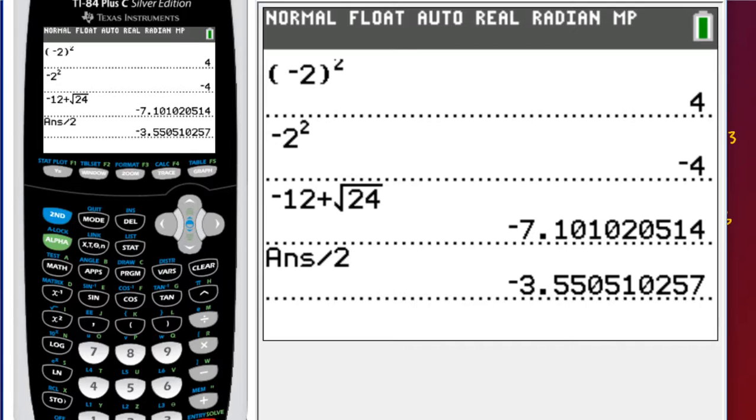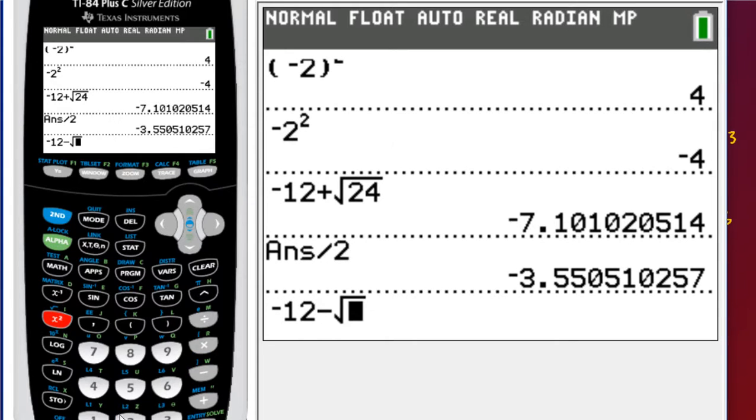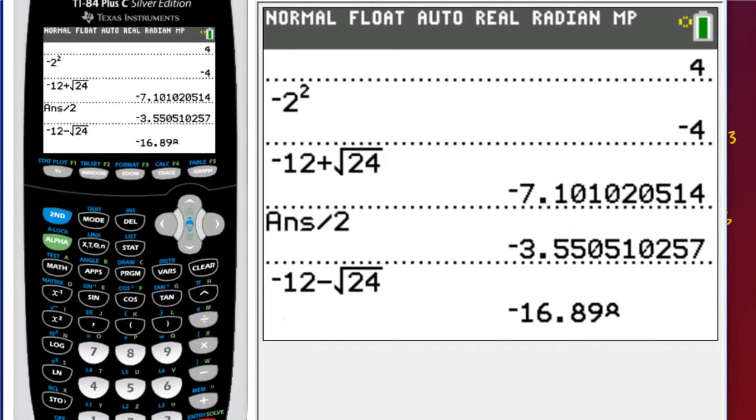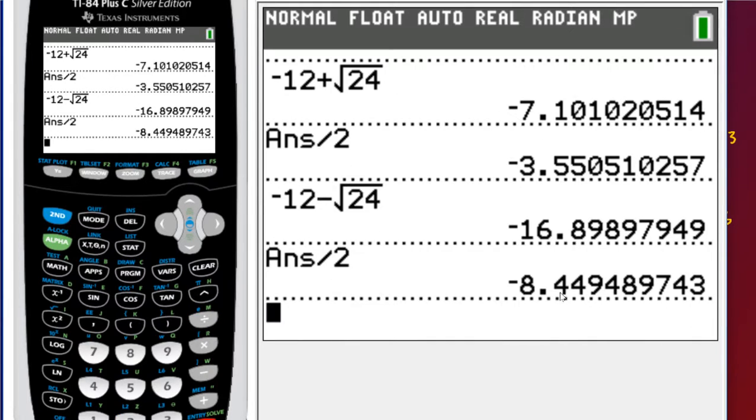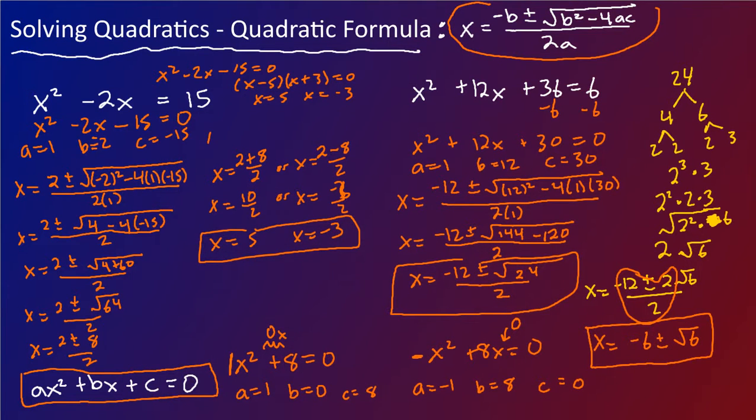Now I also need to get the other answer, so that's negative 12. Now instead of adding the square root of 24, I subtract the square root of 24. Okay, and I can divide that by 2. And there's my other answer. So negative 3.55 and negative 8.44 are my 2 answers, rounded to the nearest hundredth.